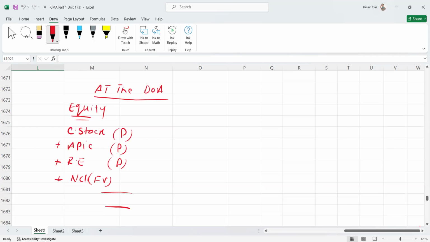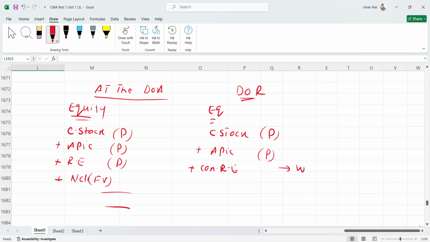Okay. But when you prepare the equity section at the date of reporting, please remember again, we will take common stock of parent only. We will take additional paid in capital of parent only. Then we need a consolidated retained earning. For this, we have a working. Okay. And then we need a NCI, and this also has working. But because the question is about consolidated retained earning, right?